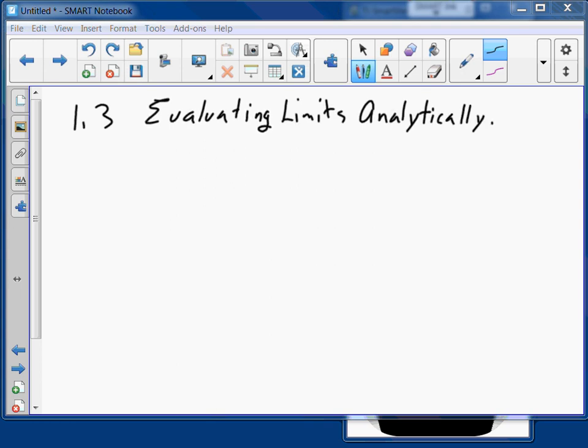Evaluating limits analytically. So today we're not going to be just guessing and checking. We're not going to be looking at a table or looking at a graph. We're going to be actually evaluating limits because, again, 2/3 of the AP exam is without a calculator. So there are going to be limits on the non-calculator section that you're going to have to calculate. Now, some limits are extremely easy. For example, the limit as x approaches 2 of x squared.